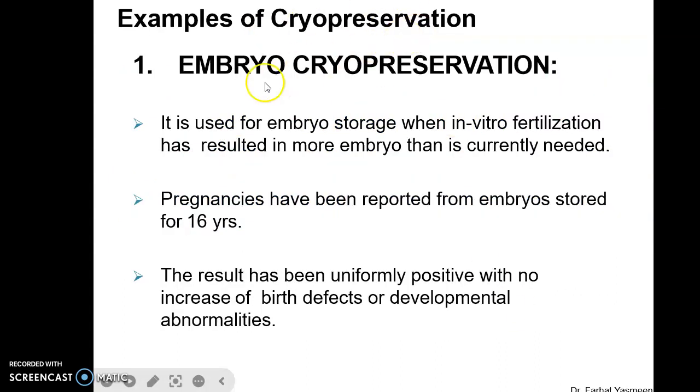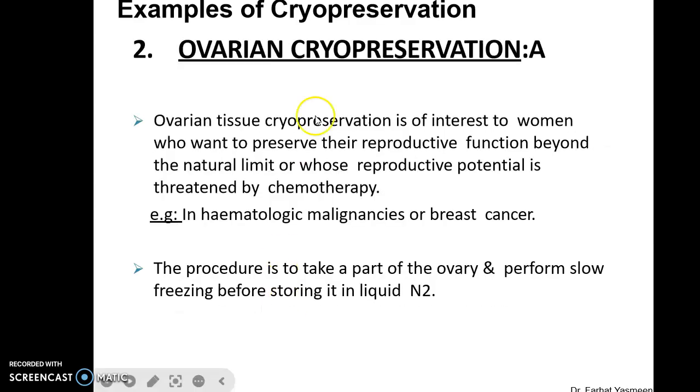Examples of cryopreservation. First example is embryo cryopreservation, and it is used for embryo storage when in vitro fertilization has resulted in more embryos than is currently needed. Pregnancies have been reported from embryos which are stored for more than 16 years. The results have been uniformly positive, with no increase of birth defects or developmental abnormalities in case of embryo preservation.